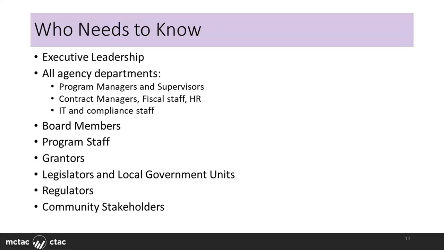Again, mission, vision, values, your culture, your business plan. Those become the hallmarks and the foundation of what you're doing. So who needs to know? Well, your executive leadership, often called a C-suite or something of that sort, your program directors and managers, all your agency departments, your board members, your program staff, grantors, legislators, local governments, regulators. I should have put in media here, your stakeholders. These are people who might need to know at any given time. You might not need to share this with all of them, certainly not at the same time, but these are people who are likely to need to know.